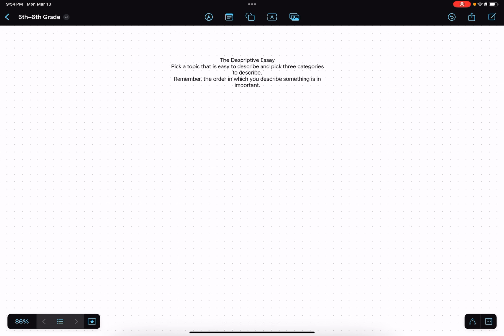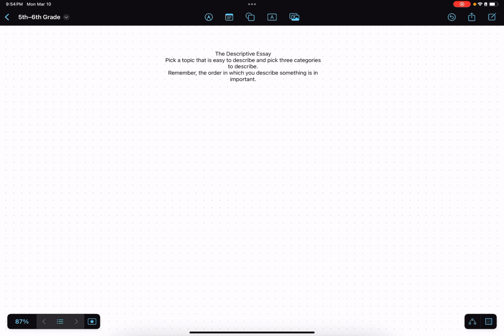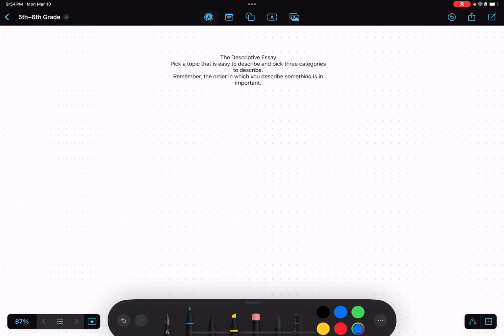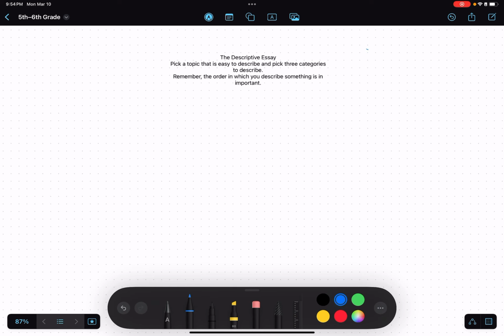All right, so for today's assignment, the descriptive essay. So something to keep in mind with these last 2 essays, we are still following what I like to call the funnel method. It still applies with these essays. However, they are going to be a certain genre of an essay. So this one is a descriptive essay.